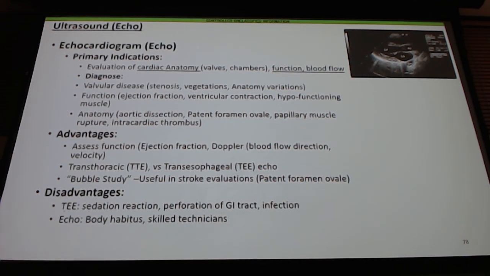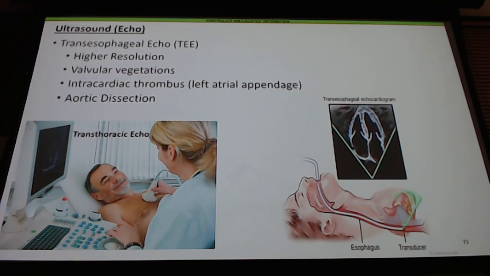There's always a risk of having a reaction to the sedation, but it also could involve perforating the GI tract. And you are placing a semi-rigid scope into the esophagus, so you could always punch a hole through the esophagus. And then if you're doing a transthoracic echo, if you have a larger patient, the body habitus may interfere with getting clear pictures or even being able to visualize the structure that you would like to.